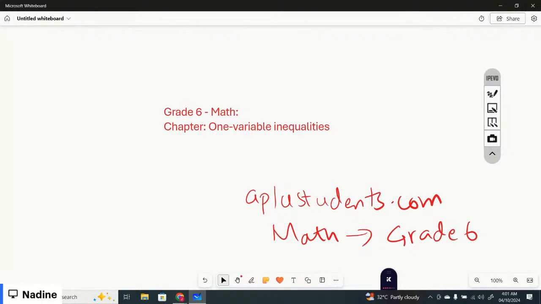We're going to start with chapter 1, variable inequalities. So please make sure you have your notebook and pencil so that you can note down the important examples and definitions as well.